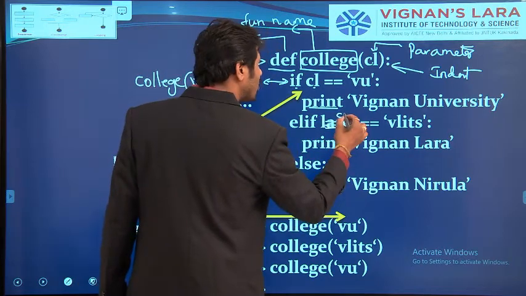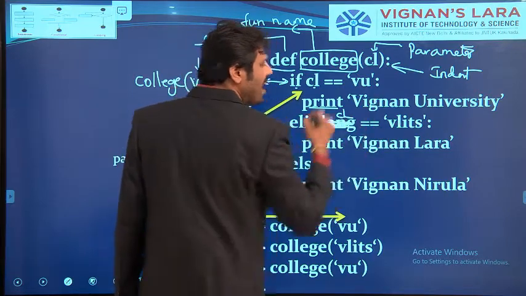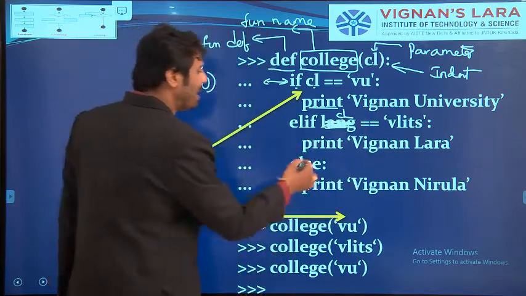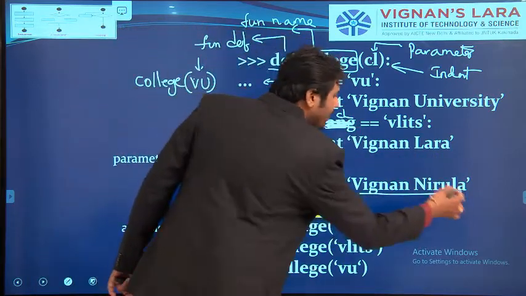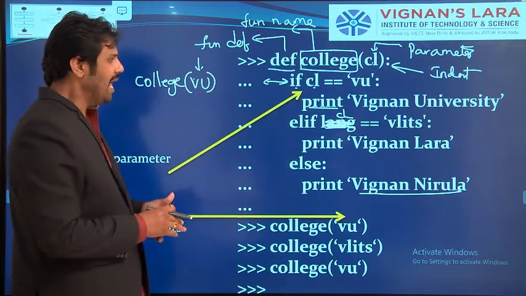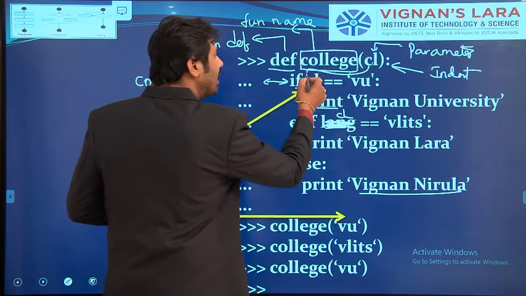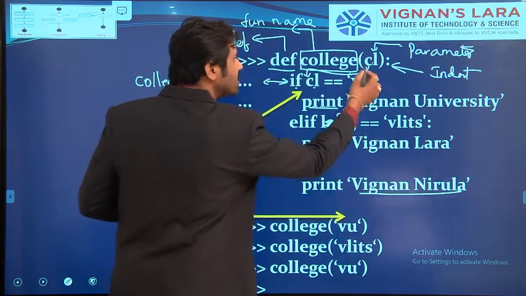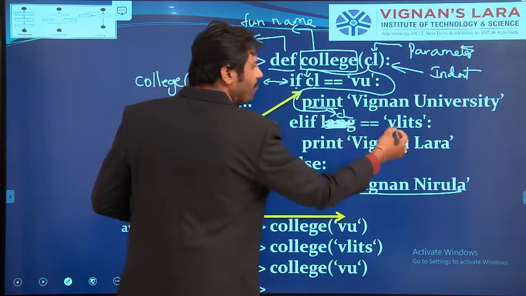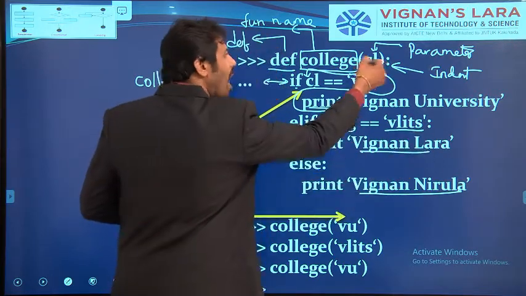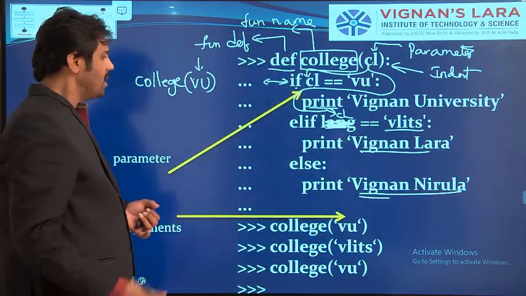Elif, this is also CL. So please keep it. This is CL equals to VLITS, print Vignan Lara. Else print Vignan Nirula. Let us observe this part. If CL is VU, it prints Vignan University. If CL is VLITS, print Vignan Lara, or anything else, you are going to print Vignan Nirula. Right?